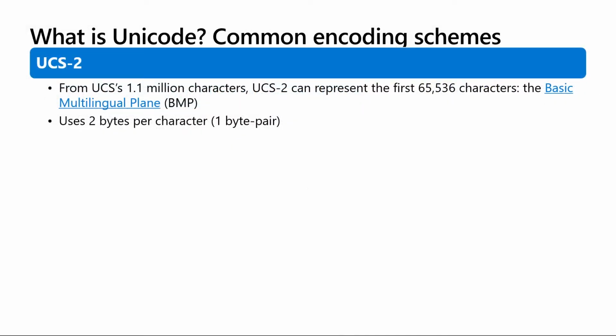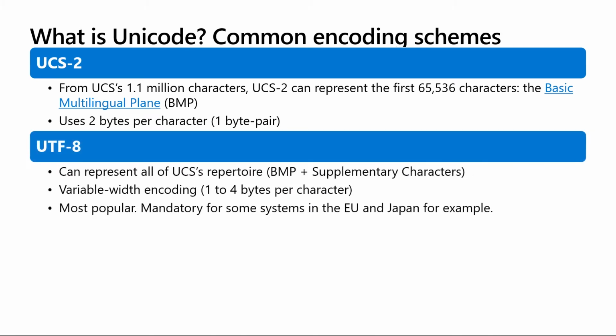And how does it encode? Well, there are different encoding schemes for Unicode. UCS can represent everything, all the characters, and UCS2 can only represent the first 65,536. It's also called the BMP, the basic multilingual plane. Characters that fit in this interval will use 2 bytes per character, or 1 byte pair. And up until SQL Server 2012, this is the character set that SQL Server could represent, could store, UCS2.